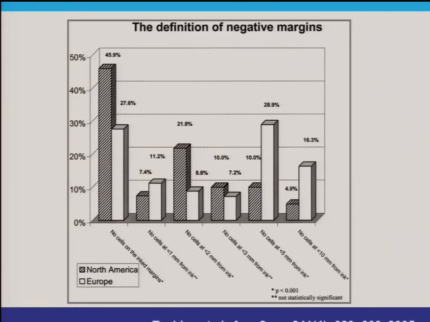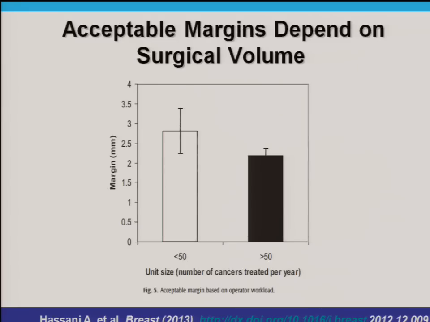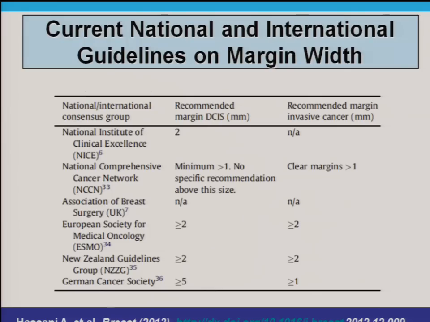And when you ask surgeons or radiation oncologists what a definition of negative margin is, you get tremendous variation. But interestingly, the width of an acceptable margin varies with the experience of the surgeon. The more experienced surgeons accept less wide margins. I love guidelines because I look at them and I wonder exactly where they get this information. These are some guidelines, and they're telling us what the recommended margins are, and it cannot be at all defended.